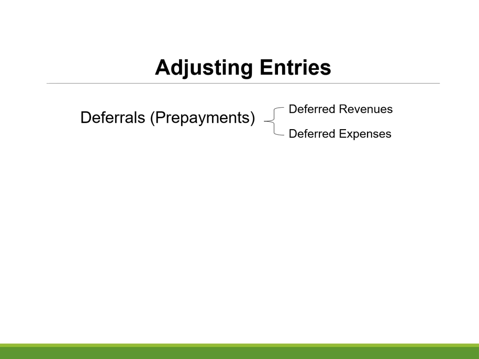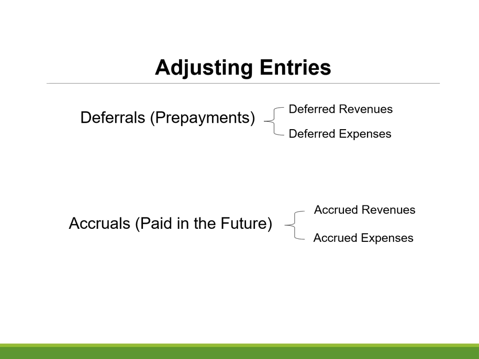All right, so now with the three principles we discussed, we have to do adjusting entries at the end of each period. Okay. So now we have 4 different adjusting entries. 2 of them are deferrals or prepayments. So we'll have deferred revenue or deferred expenses. Accruals are paid in the future. And so we'll have accrued revenue and accrued expenses.